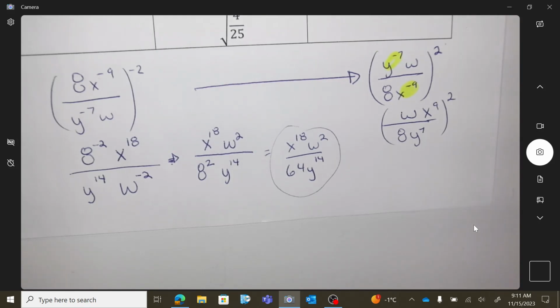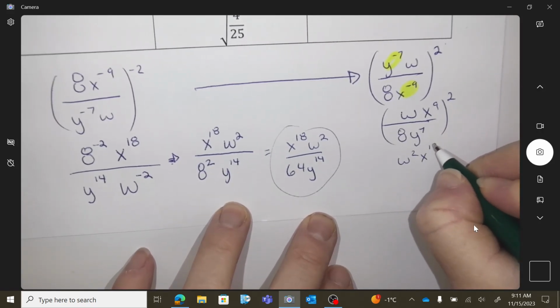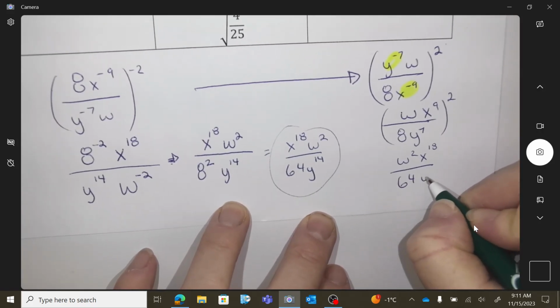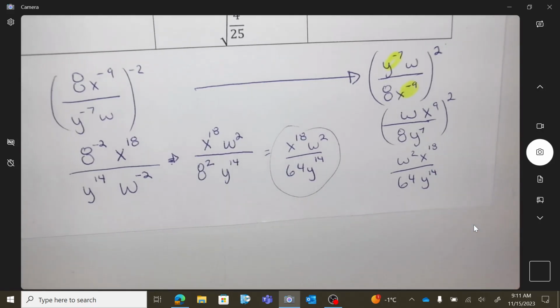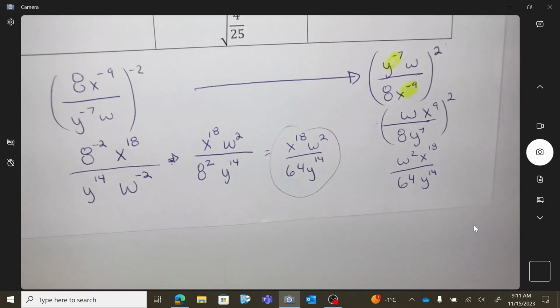And now I can apply the 2. Okay, so we get to the same result. Okay, but I wanted you to see this move where I flipped the whole fraction and it just made the exponent 2.